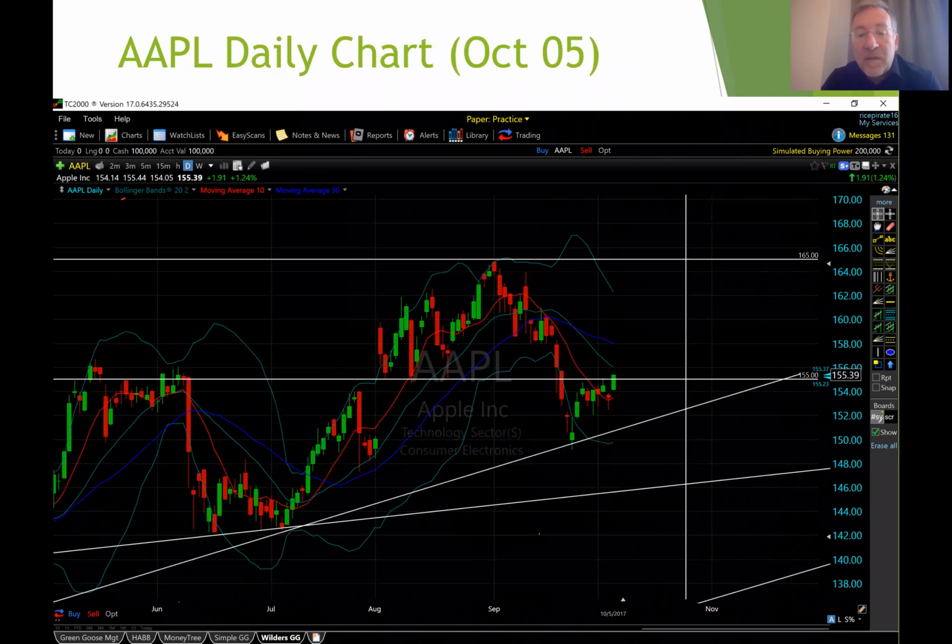Apple. I bought calls at the end of the day for other reasons, but this 155 area has demonstrated resistance, and just because it breaks it doesn't necessarily mean that it's going to keep going. I don't know what's going to happen, but we need to watch out. Don't just assume that this is going to go to the moon.